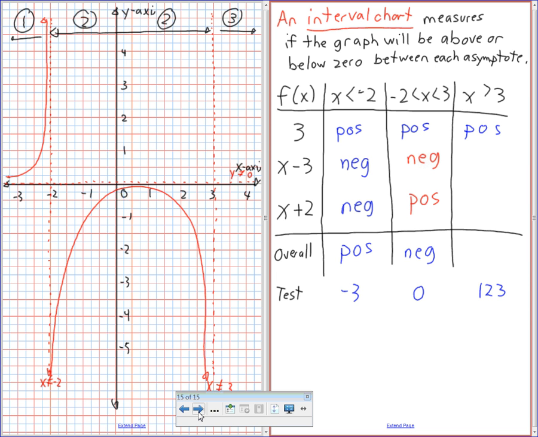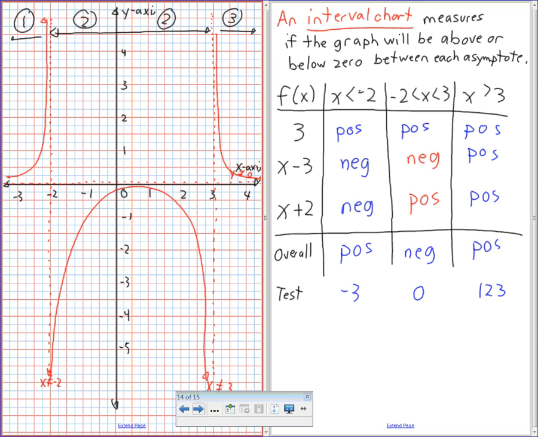123 minus 3 is going to be positive. And 123 plus 2 is also going to be positive. So that's going to be positive. The way we're going to draw a positive graph here is going to look something like this. All right, domain and range for this. The domain is going to be x cannot equal negative 2 and 3.